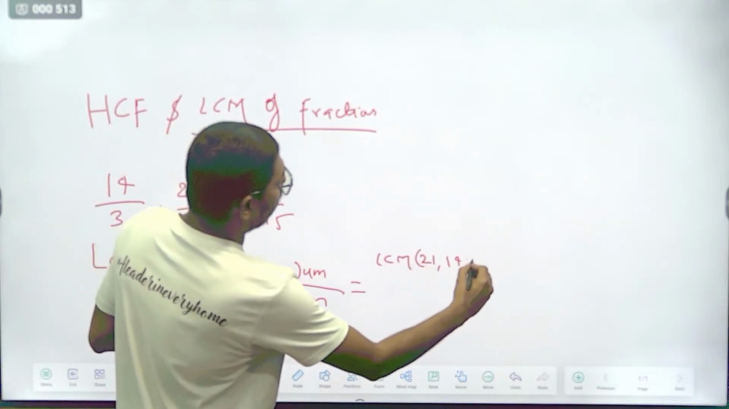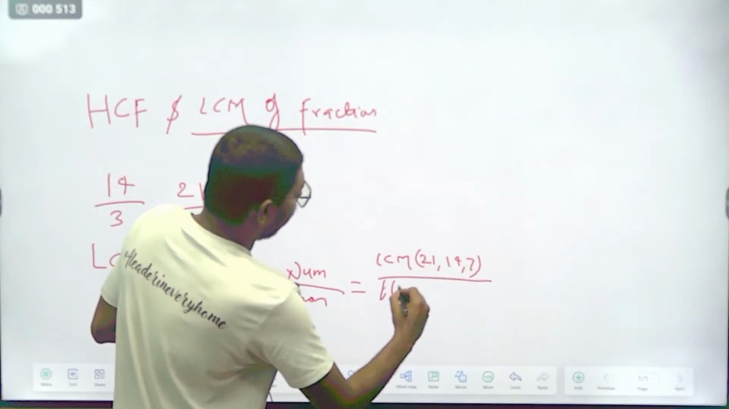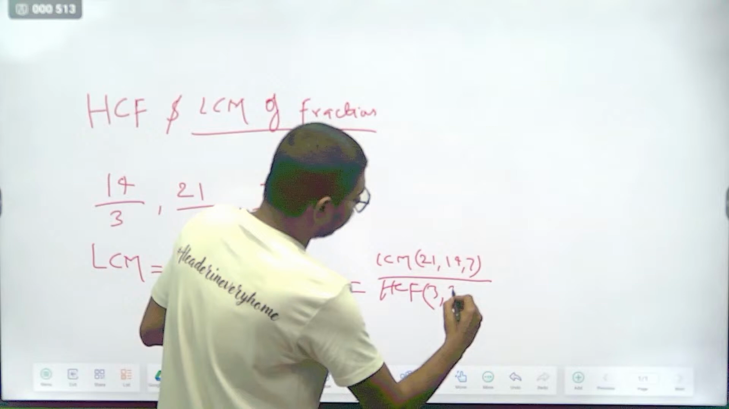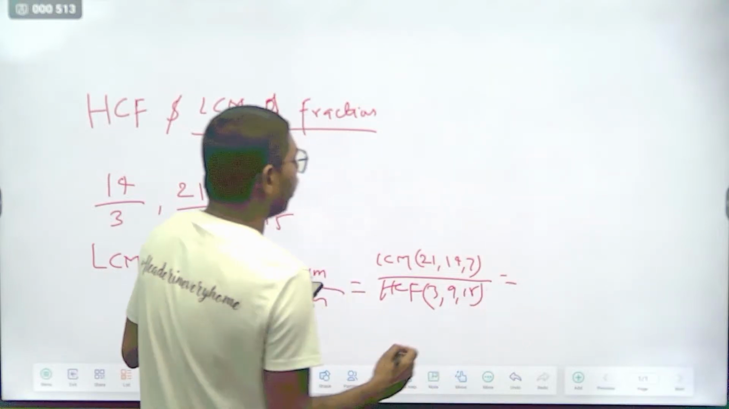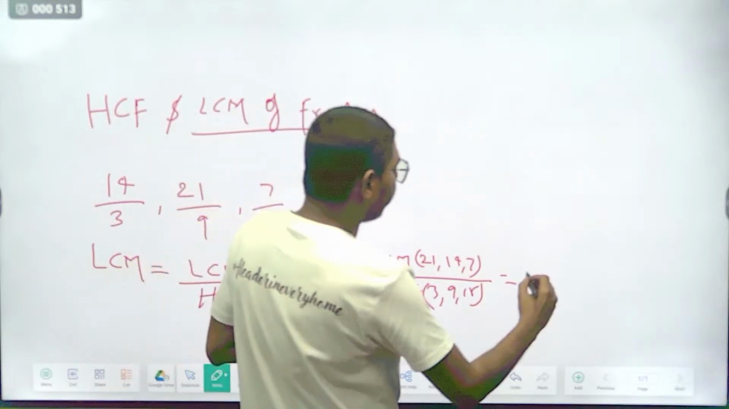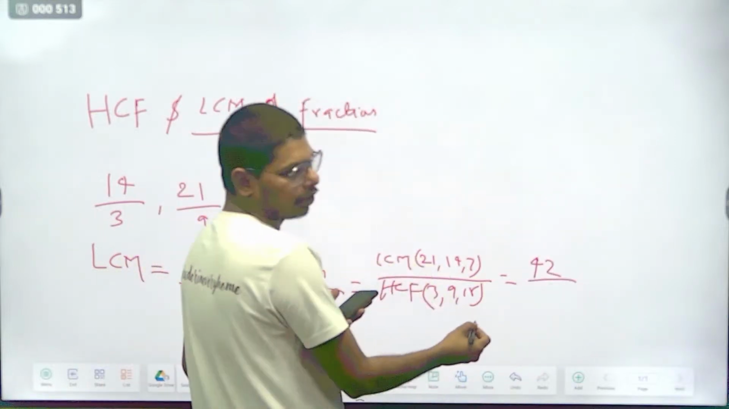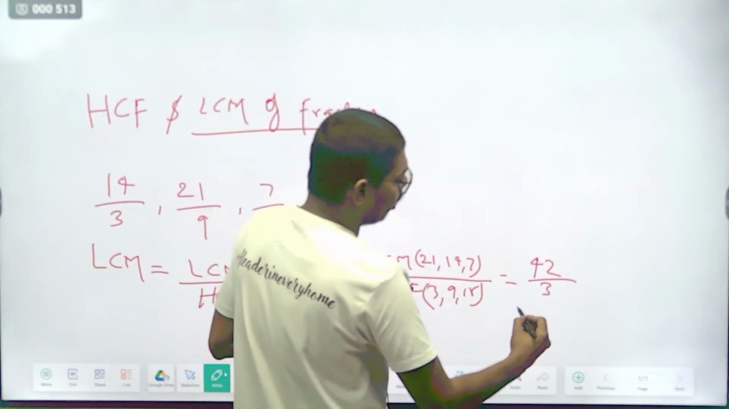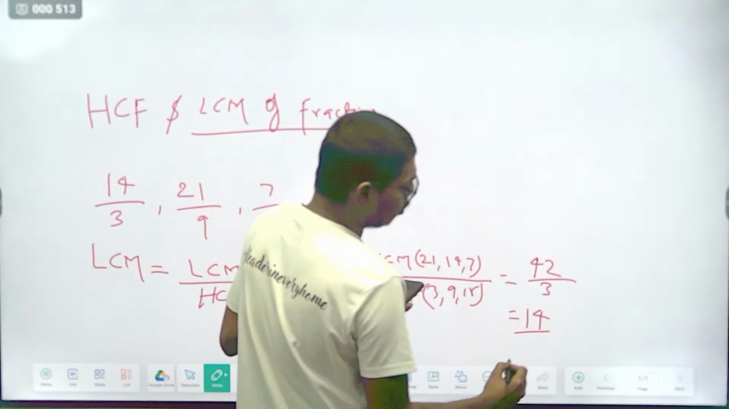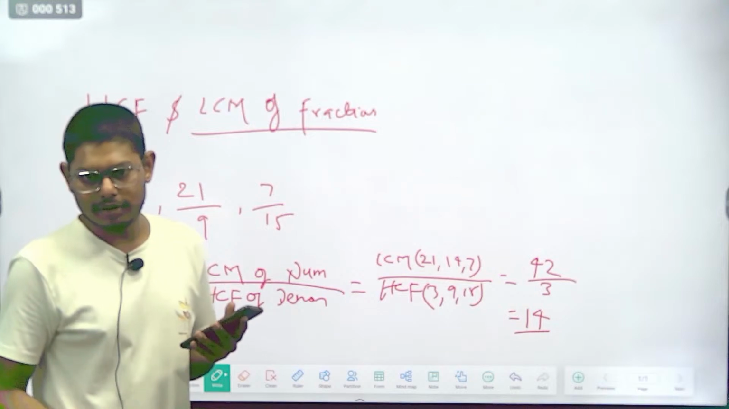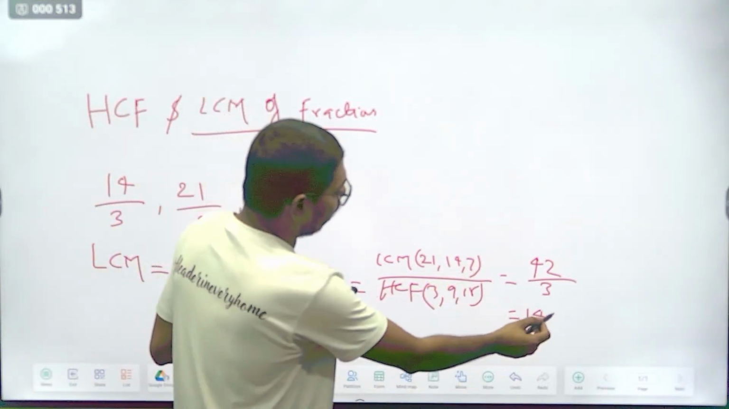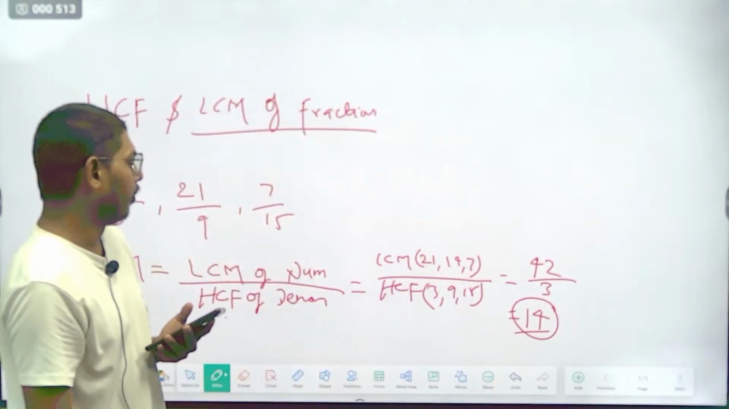21, 14 and 7, and over there HCF of the denominator we have 3, 9 and 15, right? What is the LCM of 7, 14 and 21? 42, right? Okay. And over here HCF is how much? 3. Okay. So how much is that? 14. Okay, 16 into 3 is 48, right? So 14 is the answer over here, right?